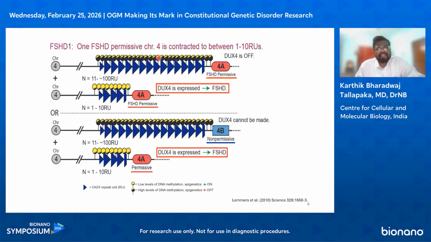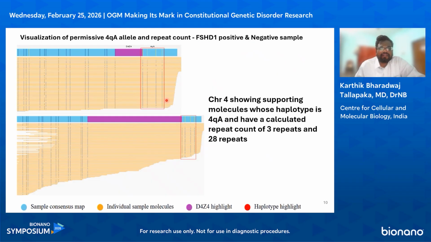Mechanistically, this is caused by a macrosatellite contraction in chromosome 4 in a place called the D4Z4 array. The normal repeat size here is greater than 10 repeat units. And when the repeats become fewer than 10 repeat units, with the presence of a permissive allele, the gene called DUX4, which is embryonically silenced, gets expressed, and this results in myotoxicity.